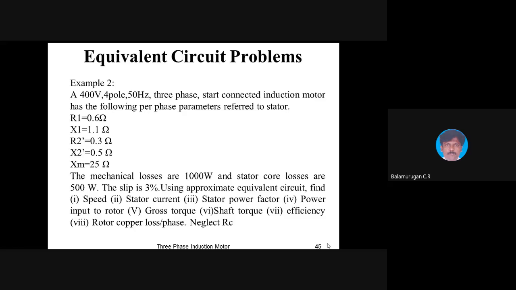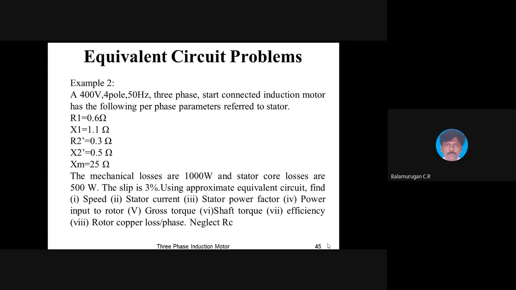So a 400 volt 4-pole 50 hertz 3-phase star connected induction motor has the following per phase parameters referred to the data. So R1 1.6, X1 1.1, R2 dash 0.3, X2 dash 0.5, XM 25. The mechanical losses are 1000 watts and the stator core losses are 500 watts. The slip is 3%. So using approximate equivalent circuit, find the speed, stator current.